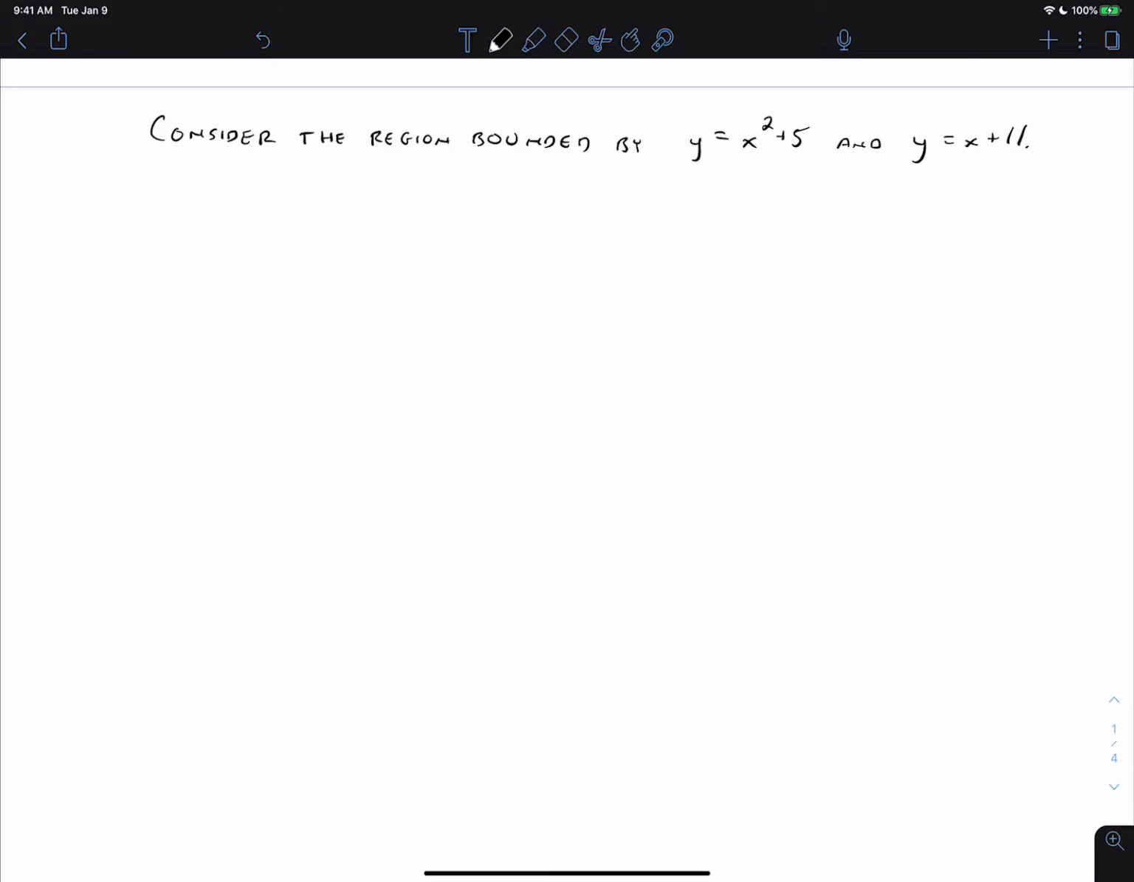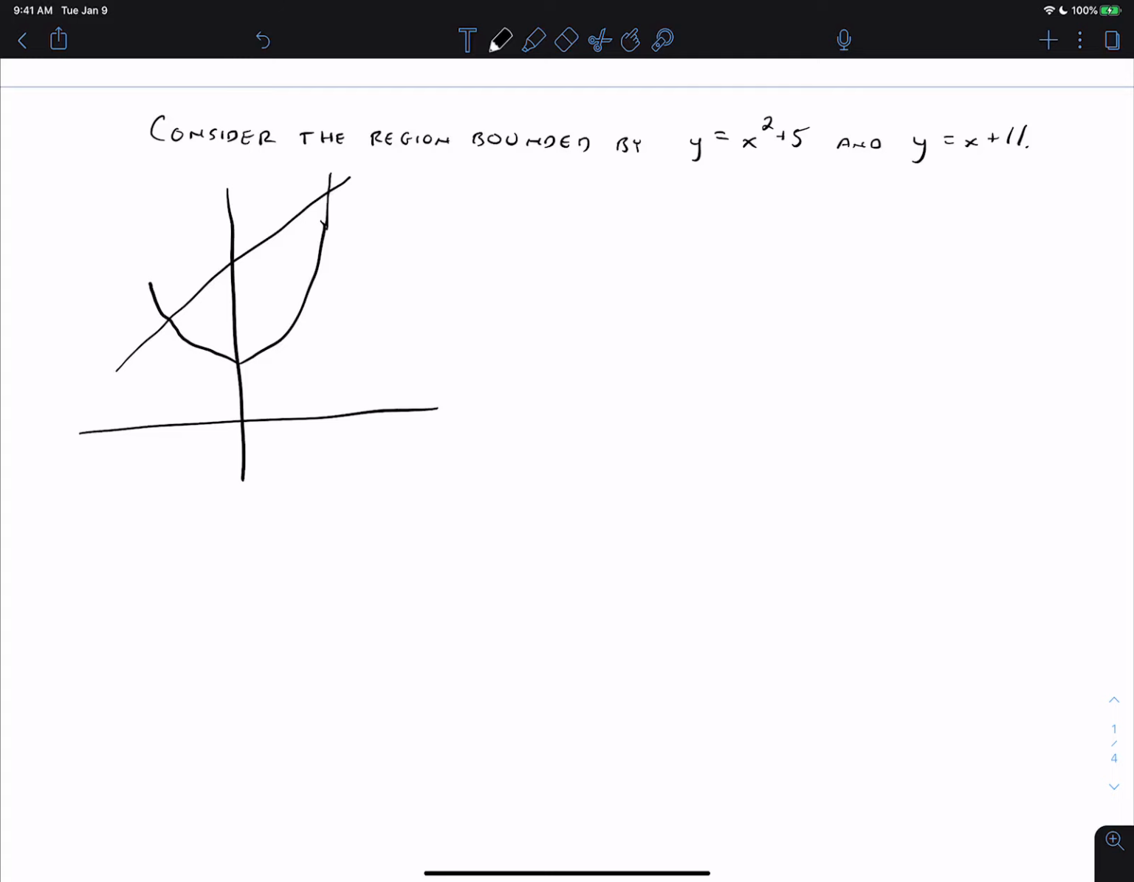So let's draw that. When we draw y equals x squared plus 5, that's a parabola shifted up 5. And then when we draw y equals x plus 11, that's a line with slope 1 and y-intercept 11. So it looks something like that. We want to really focus on the overlap of the region. So we want to extend this so that it connects there. And we actually don't need this top part. And so I'm going to erase that and just redraw a shorter part of it. And so we get something like that.